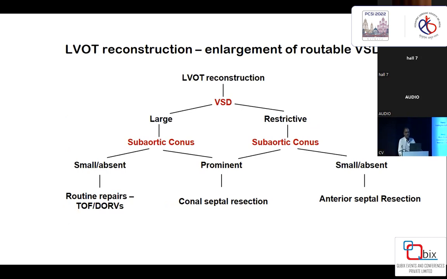So what is the substrate for giving rise to these residual issues? The first and foremost is LVOT reconstruction. And first, we should look at the size of the VSD. If the VSD is large, then evaluate the subaortic conus. If it is small, it becomes a straightforward tetralogy-type repair of a DORV or conotruncal abnormality. If the subaortic conus is prominent, then we'll have to go ahead with the subconal resection. If the VSD is restrictive, these are the patients who, if they have a prominent conal septum, we can liberally resect that conal septum. If a conal septum is absent, then we have to enlarge the VSD still by going ahead with the anterior septal resection.